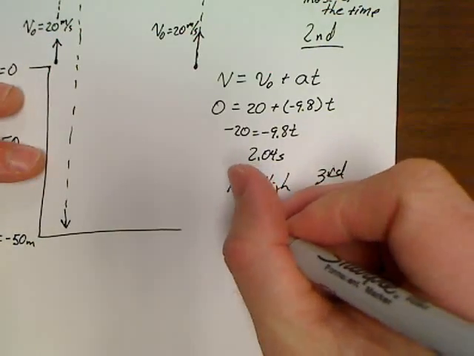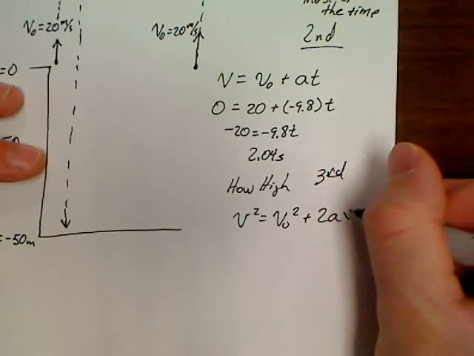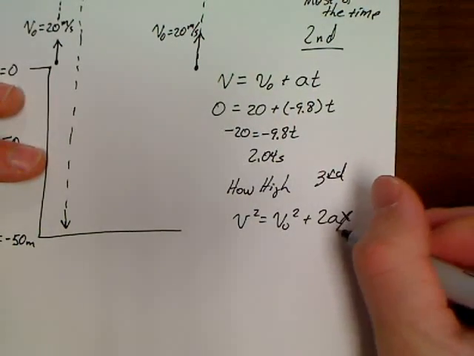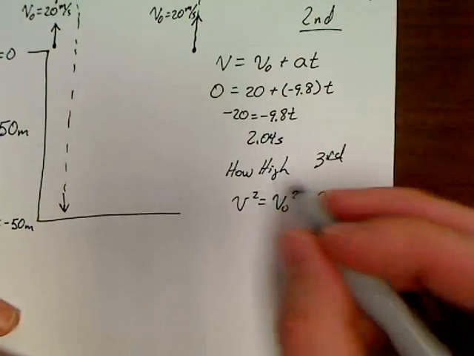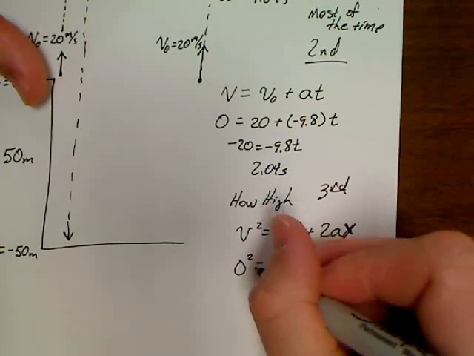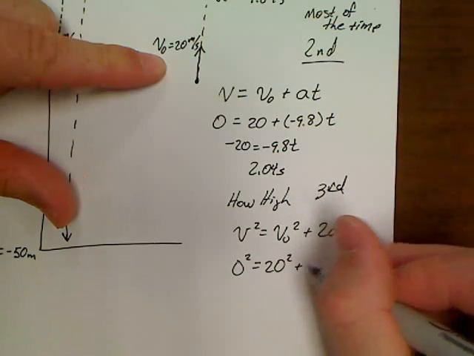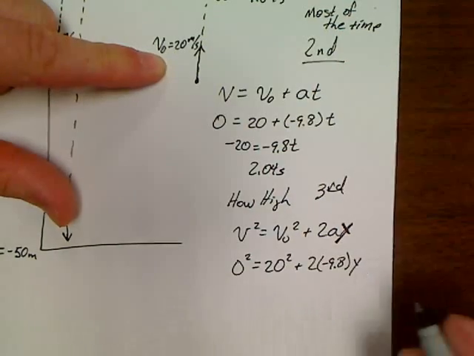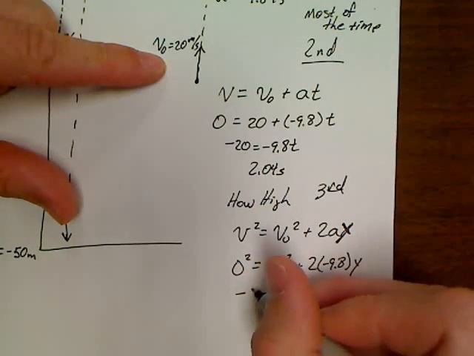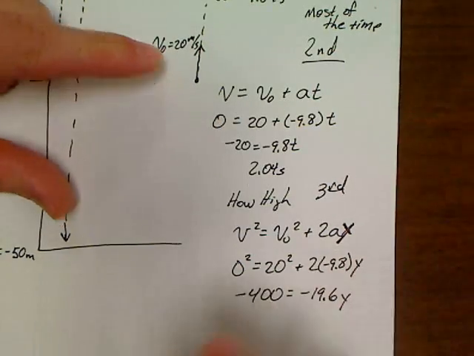Because all we have to do is V squared equals V0 squared plus 2AX. Ooh, excuse me, 2AY. I forget we're in the Y dimension right now. And so look at what we know. V squared, velocity at the top, is 0. So this is 0 squared equals 20 squared plus 2 times negative 9.8 times Y. So we end up with negative 400 equals negative 19.6 times Y.